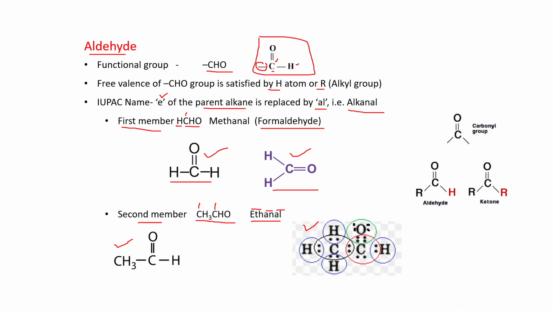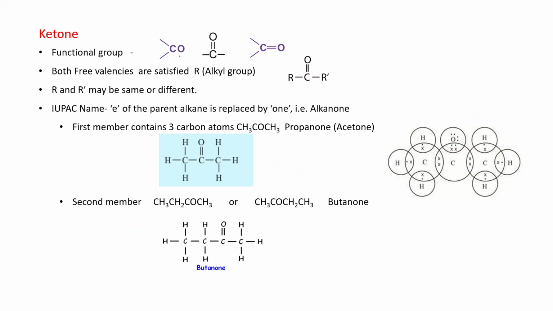Actually, there is the CO group, which is known as the carbonyl group. Its 2 valencies are free. If out of these 2 valencies, one valency is always satisfied by hydrogen, then we will get aldehyde. And its second valency may be satisfied either by hydrogen or by an alkyl group. But if both the free valencies of this carbonyl carbon are satisfied by alkyl groups, then we will get ketone. So we can say the functional group of ketone is this CO.